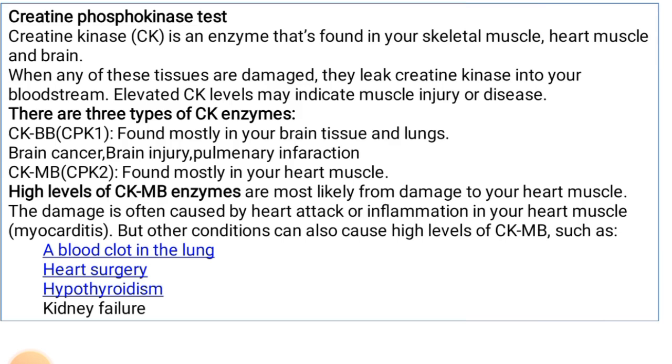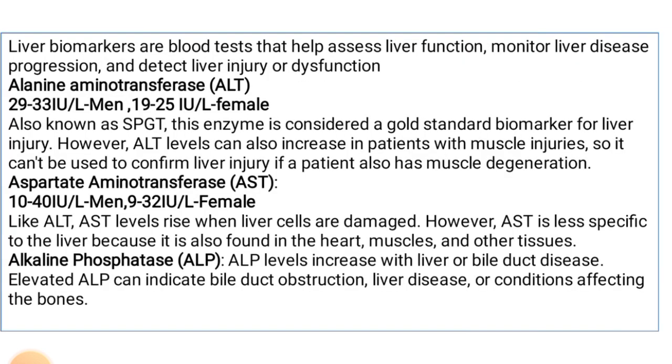The second one is the liver enzymes. If we want to study biomarkers, liver biomarkers are the blood tests that help to assess liver function, monitor liver disease progression, or detect liver injury or dysfunction. We use these liver biomarkers specifically to study liver functions, and to monitor the liver if the person is going for liver surgery. We also use them to monitor liver disease progression or recovery if the person is taking particular medications.